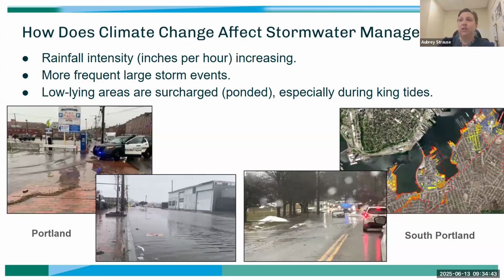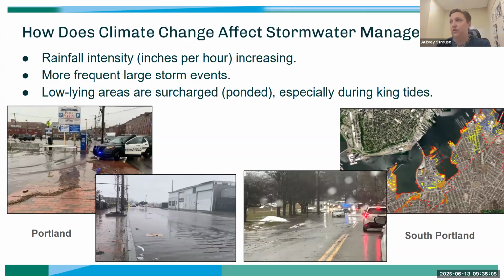The top left picture, that is from Commercial Street in Portland. I think we've all seen the news coverage of Jay's Oyster Bar and people walking up to their waist. That's happening more and more now because of king tides. So king tides are extreme high tide events. When those coincide with storm events and or storms that have a lot of wind, it's even worse. It exacerbates it far more.